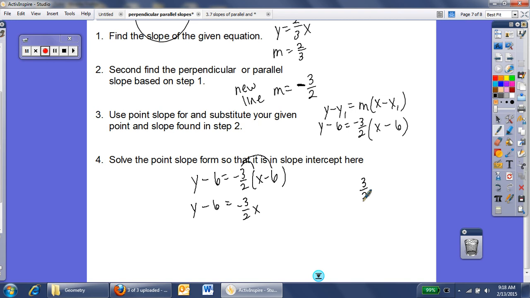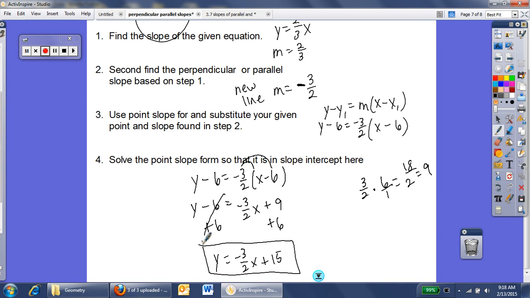Let me put the work over here. I'm going to put a 1 on the bottom here and multiply straight across. 3 times 6 is 18 over 2 times 1 is 2. 18 divided by 2 is 9. So negative times negative is positive 9. And last, move the 6 over, so add 6 to both sides. I get y equals negative 3/2x plus 15. And there is my final equation of the new line, which is perpendicular to the line that they gave me. We can see that the slopes are opposite and reciprocal.